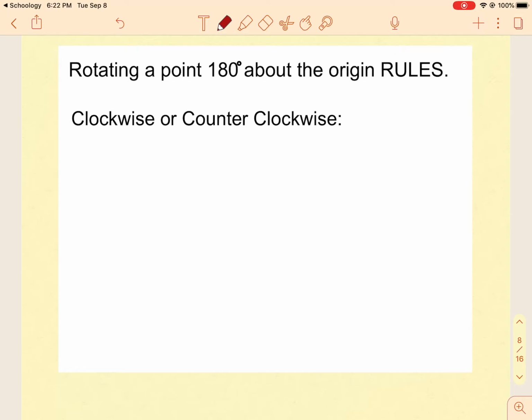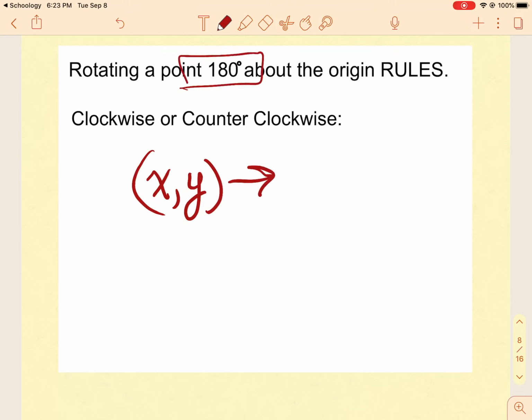That might have been a bad example because they still had 2's on there, but what the rule says, when you go 180 degrees, whether you're going clockwise or counterclockwise, since you're going straight across, it's the exact same. You keep the x and y in the same spot, but you take the opposite of each.